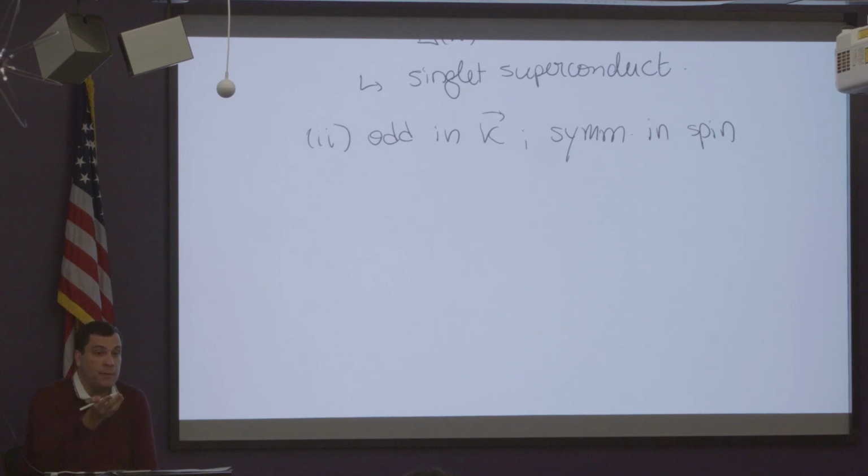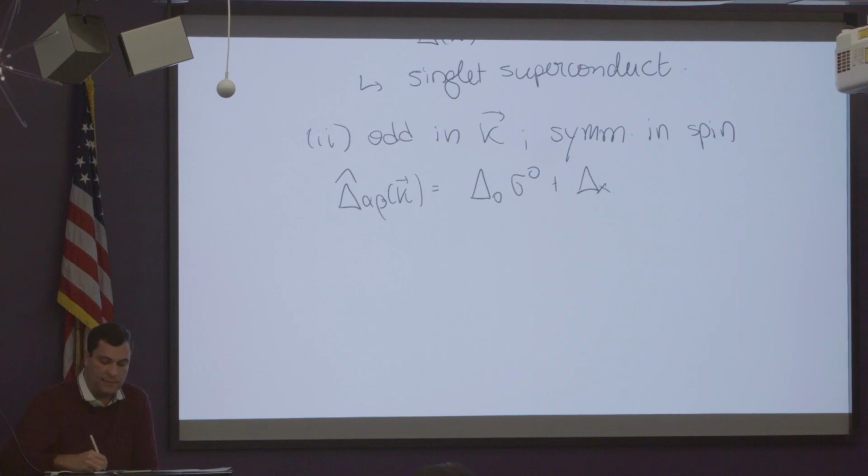Now I have 3 Pauli matrices that are symmetric in spin, right? So you already see that in this case, I need 3 components of the gap. So delta alpha beta has to be now a linear combination. I can write this as delta 0 sigma 0 plus delta x sigma x plus delta z sigma z. And these are all functions of k, right? So all these deltas here are odd, right?